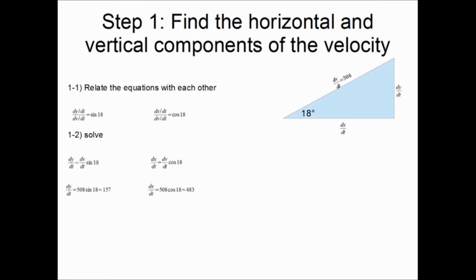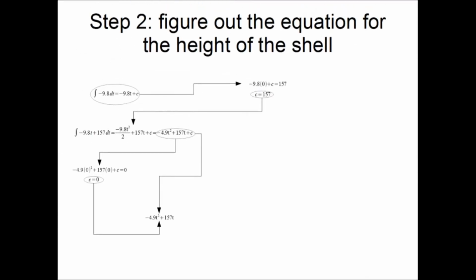The vertical component can be represented as the change in the height over time, in this case represented as dy by dt, and the horizontal component can be considered as the change in horizontal displacement over time, in this case written as dx by dt. Going back to the related rates concept that I mentioned in the previous project, we can relate dy by dt to dv by dt by using the sine function, and dx by dt to dv by dt using the cosine function as shown. Next, we need to figure out how long the shell was in the air.